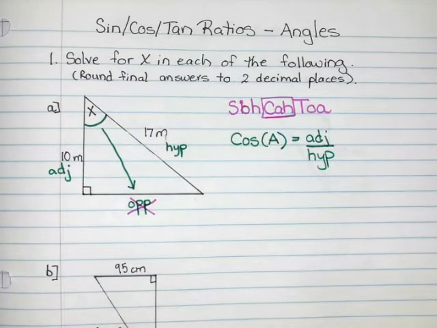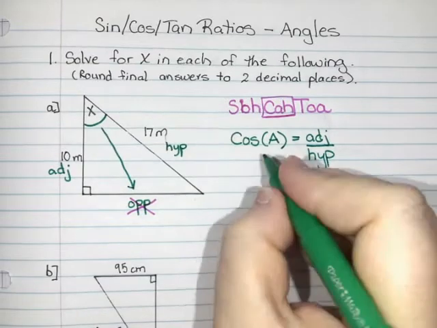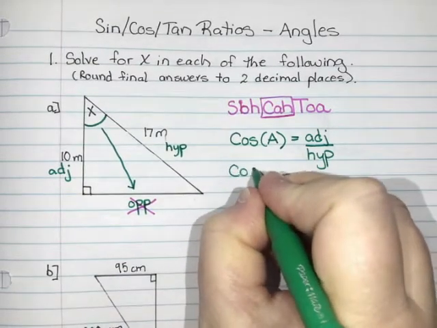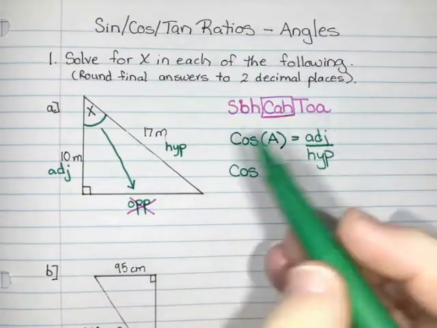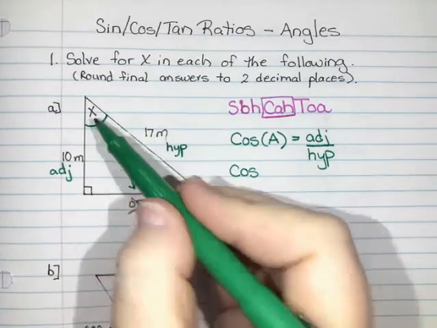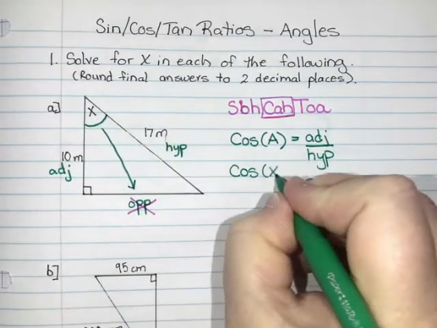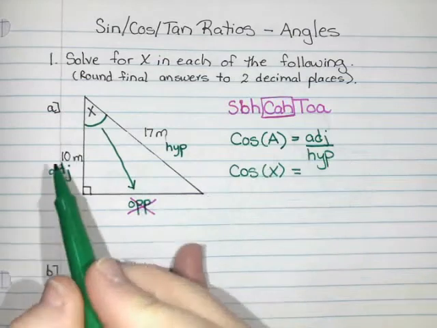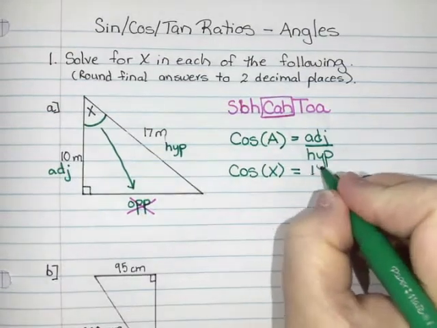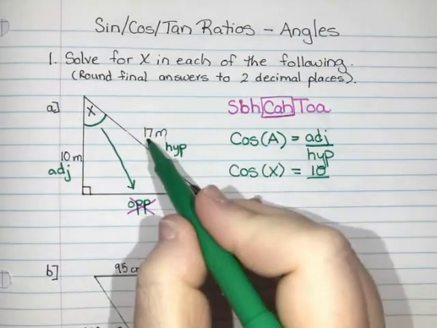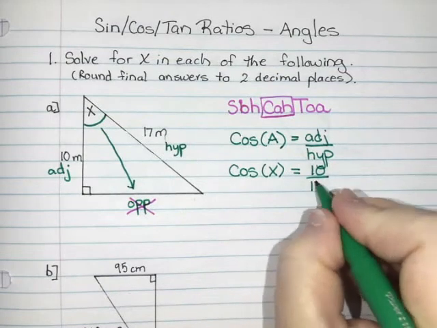So we're going to take our information from the triangle and just substitute it into our formula. So I have cosine. Now A is the angle. The angle in this question is x. So cosine of x equals adjacent, that's 10, divided by hypotenuse, that's 17.